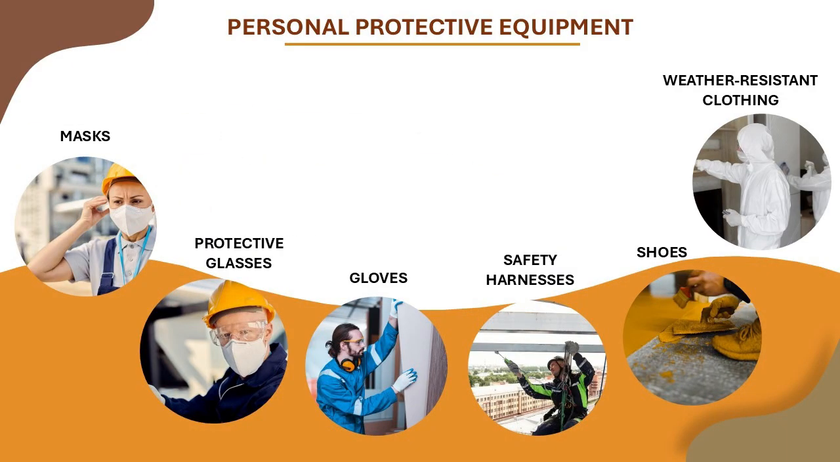Personal protective equipment. During work, the necessary protective equipment must always be worn, depending on the work being carried out. Masks with specific filters for chemical dust or vapors. Gloves resistant to chemical substances. Protective glasses to avoid splashes of products. Non-slip and safety shoes. Safety harnesses for working at heights. Weather-resistant clothing for external surfaces.